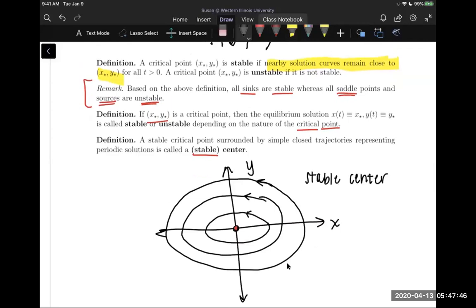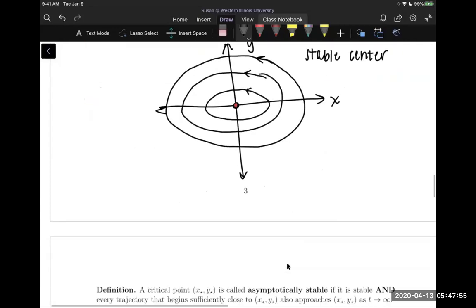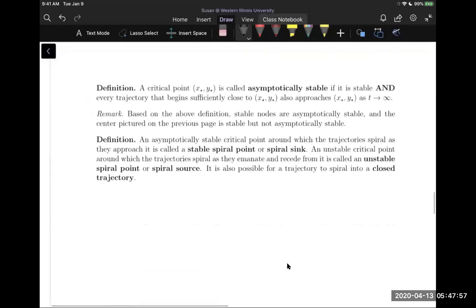So just as saddles are always unstable, centers are always stable. All right, there are two different types of stability. There's stable, which we have just defined, but there's also what's called asymptotically stable.